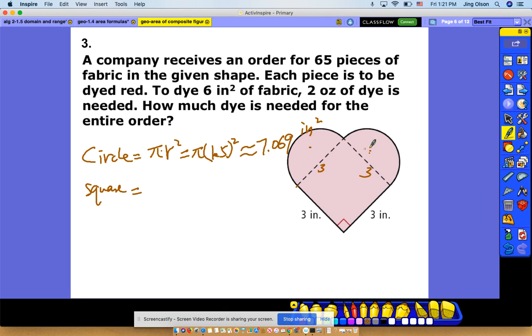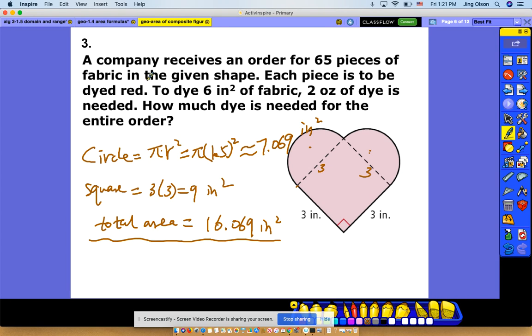That's for the circle. The square is just 3 times 3, right? Base times height, or length times width. 3 times 3 is 9 inches squared. So the total area, you add them together: 7.069 plus 9 is 16.069 inches squared. That's the total area, but this one's a word problem.